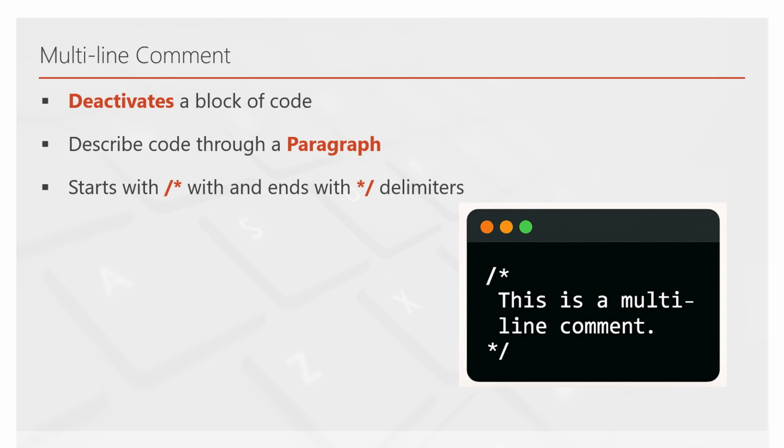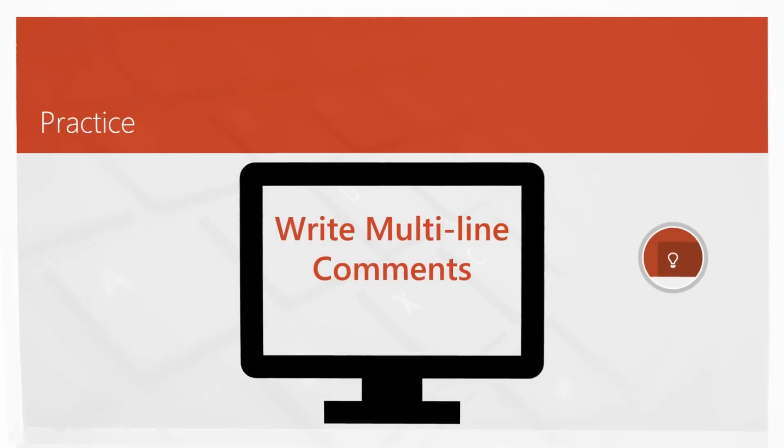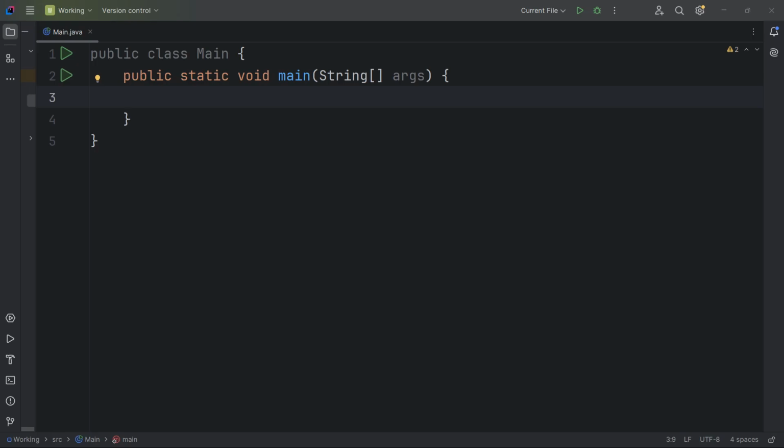You can use multi-line comments to describe your code through a paragraph, and multi-line comments start with forward slash and asterisk and end with the asterisk and forward slash delimiters. For a coding practice, we will write multi-line comments. So to type a multi-line comment, you do this. Come here and type a forward slash and an asterisk. Go to the next line and then type an asterisk and a forward slash.